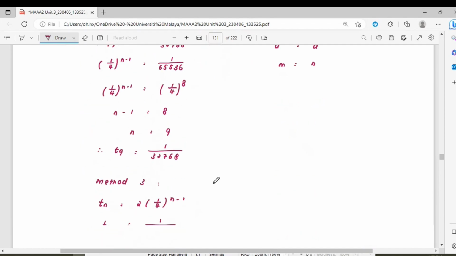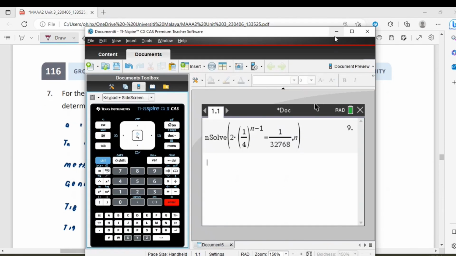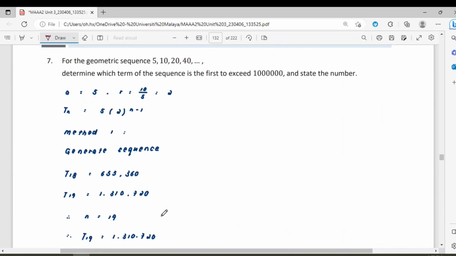Now for question 7, we are going to do a similar thing as well, because for this one we are not able to do it manually. Why is that so? Let's try it out. So this is method 2. I'm just going to put it at the right-hand side. Same thing, right? But now this is not equal. The question asks, which is the first term that exceeds, so that's why more than 1 million.